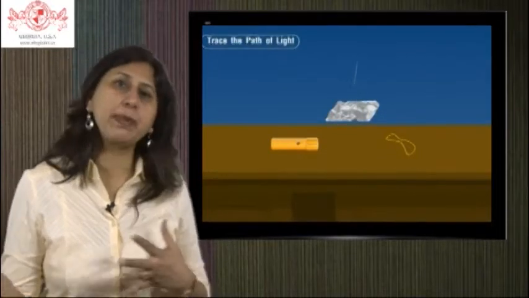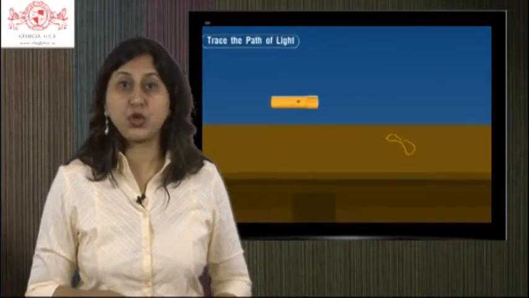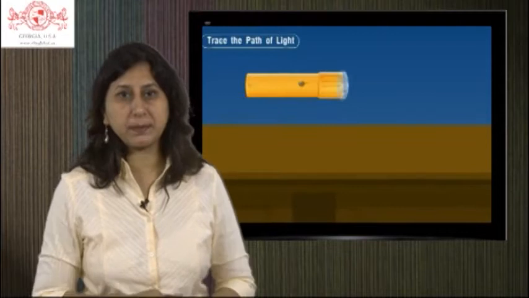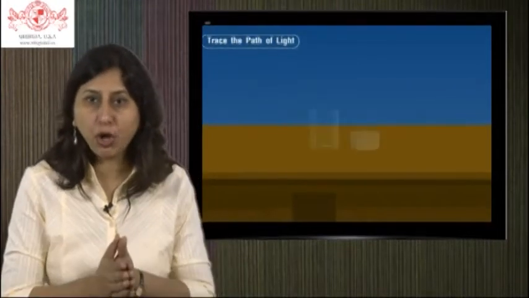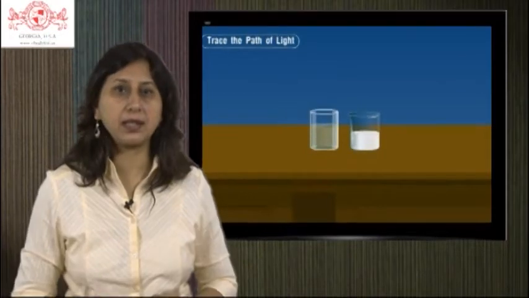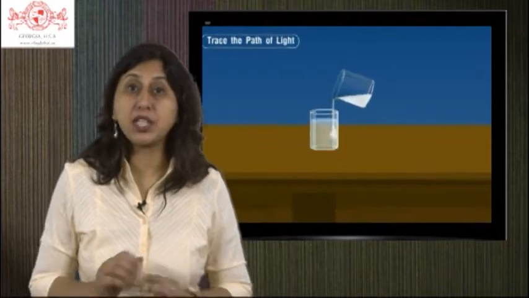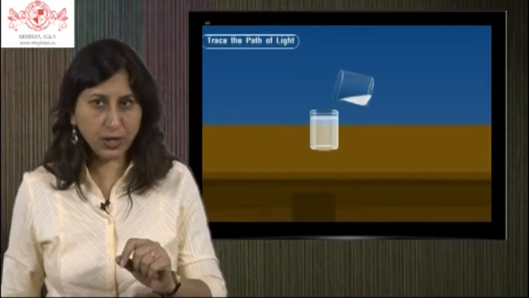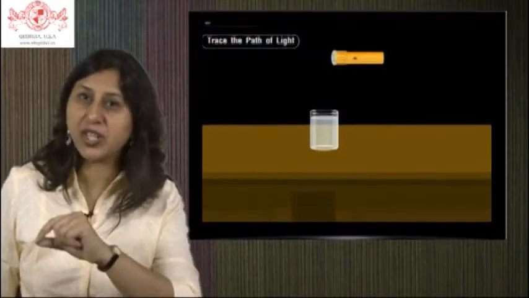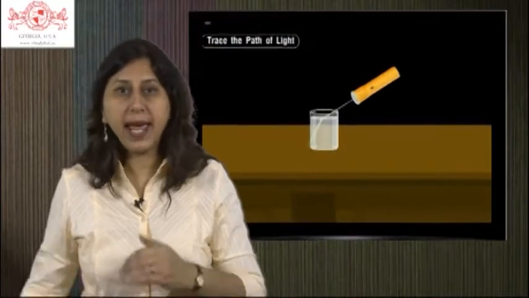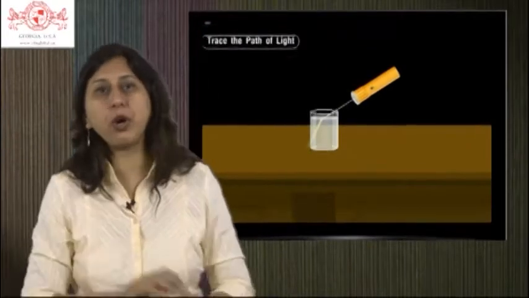The water has to be given a cloudy effect. So we add a little milk to water, darken the room, shine the ray of light from the torch to the bottom of the glass. Observe the path of the ray of light. The path is not straight. This shows that a ray of light changes its direction of propagation as it travels from air to water.